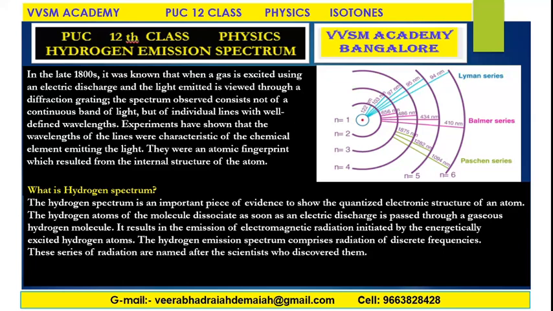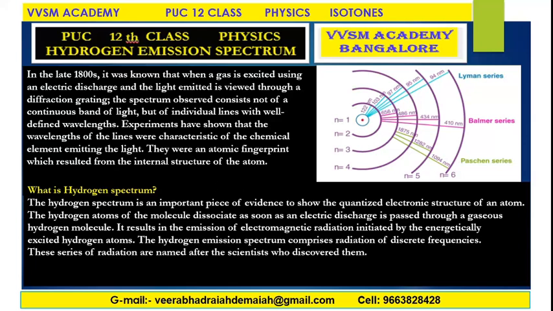The hydrogen molecules dissociate into atoms as soon as an electric discharge is passed through gaseous hydrogen. It results in the emission of electromagnetic radiation initiated by the energetically excited hydrogen atoms. In the excited state of the atom, photons are emitted, and hence the spectrum forms on the photographic plate. My dear friends, the hydrogen emission spectrum comprises radiation of discrete frequencies. These series of radiations are named after the scientists who discovered them: Lyman series, Balmer series, Paschen series, Pfund series, etc.